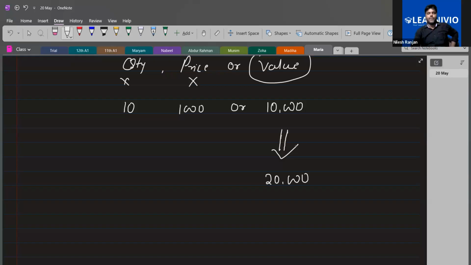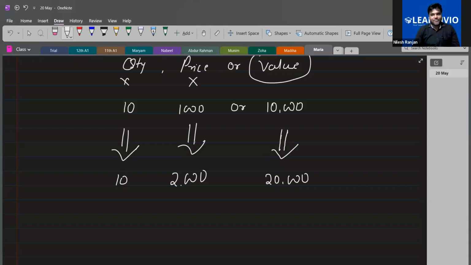But let me change the situation a little bit. The quantity remains the same and the price changes. It becomes 2,000. Now tell me, is it a good sign again or not? It's not a good sign, because there is no increase in sales quantity, only the price increased. That's why our sale value increased.